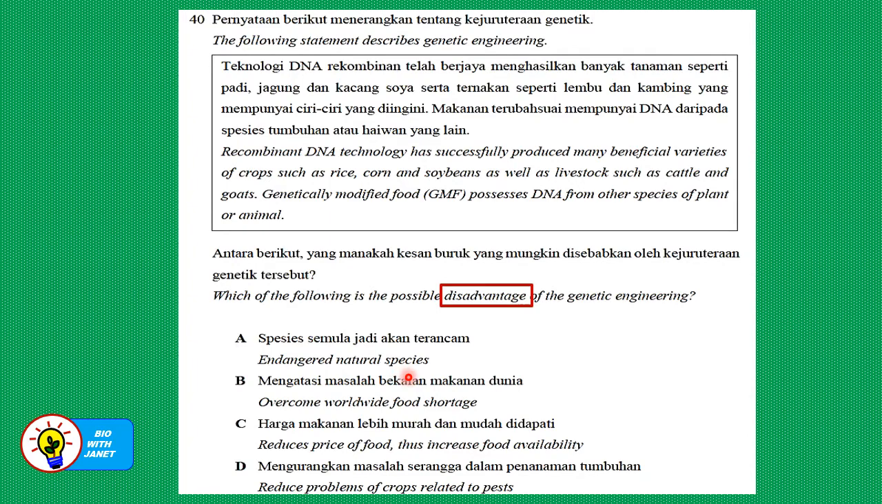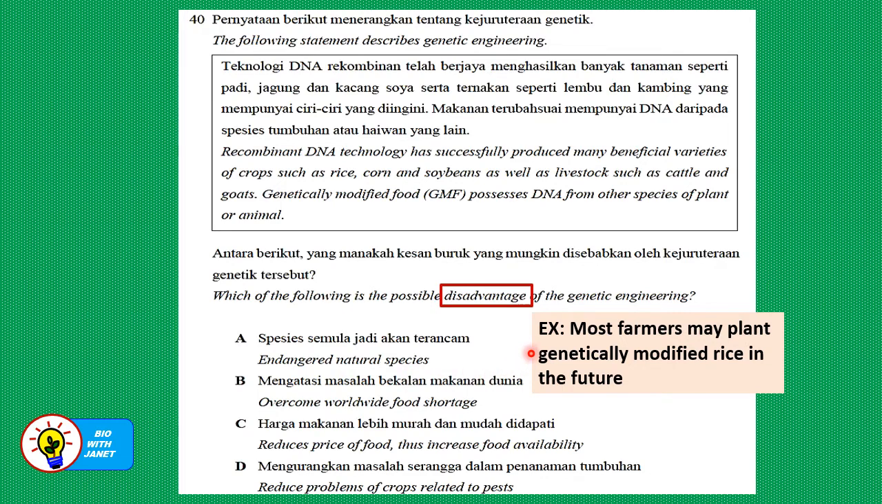Because if farmers choose to plant the genetically modified crops like genetically modified rice in the future, then the natural species of rice will not be planted anymore, and then they will slowly become endangered and then extinct, because nobody is going to plant the natural species of rice anymore if farmers choose to plant the genetically modified rice in the future, which may have more beneficial qualities than the natural species. Okay, so this is possible. A is the answer.